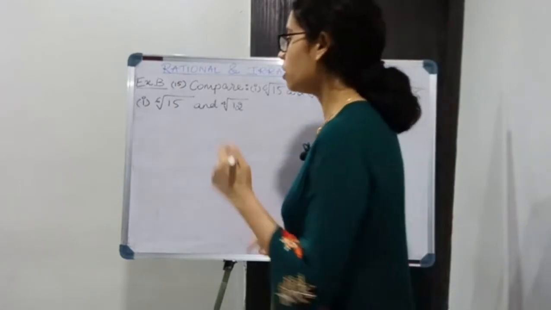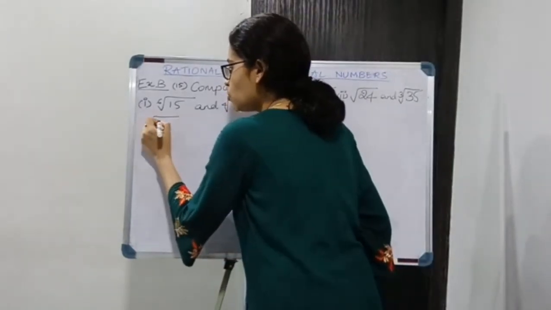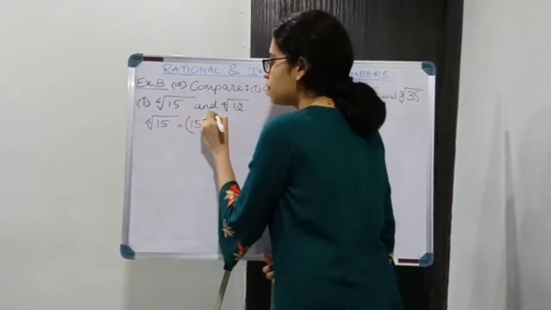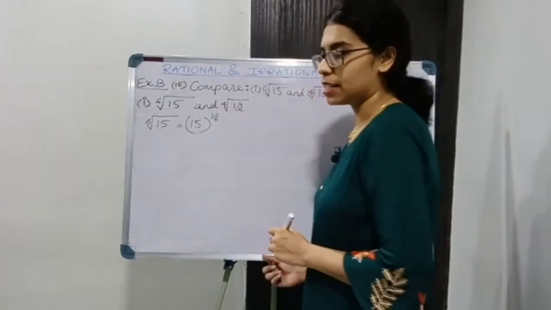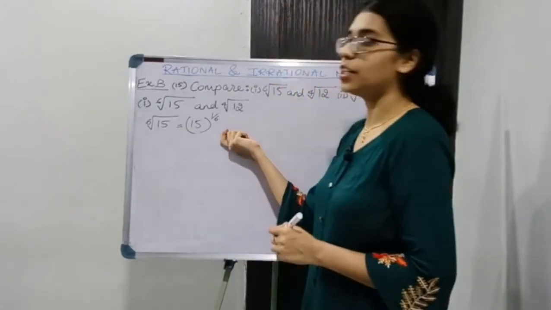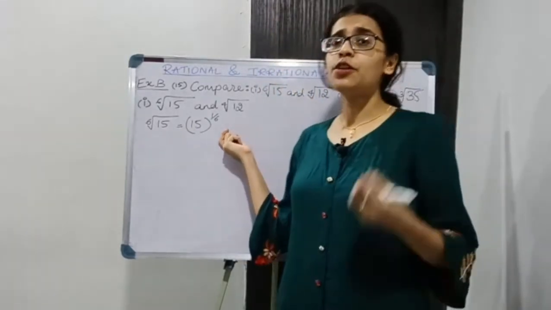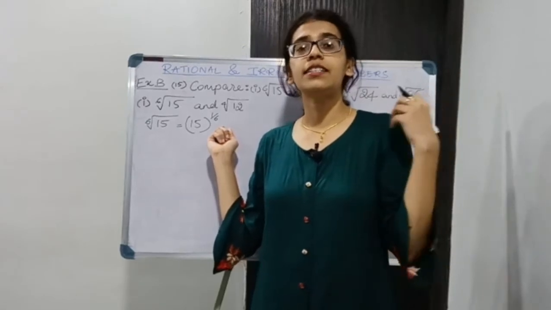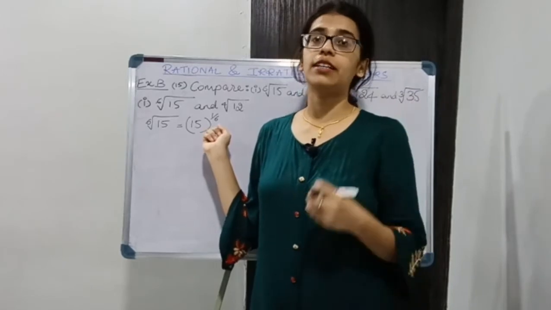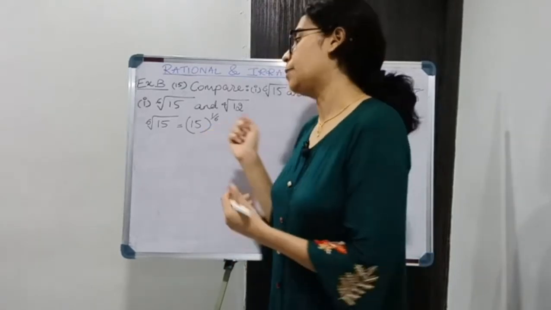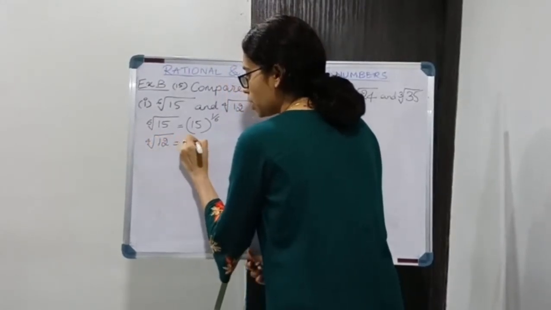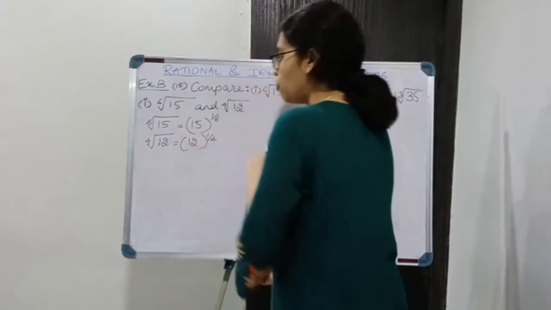So let us write down the numbers first. 6th root of 15. Now 6th root of 15 can be written as 15 raised to 1 by 6. If it would be say 5th root of 15, then I would write it as 15 raised to 1 by 5. If it would be square root of 15, I would write it as 15 raised to 1 by 2. If it would be 10th root of 15, I would write it as 15 raised to 1 by 10. Now 4th root of 12. So it will be written as 12 raised to 1 by 4.